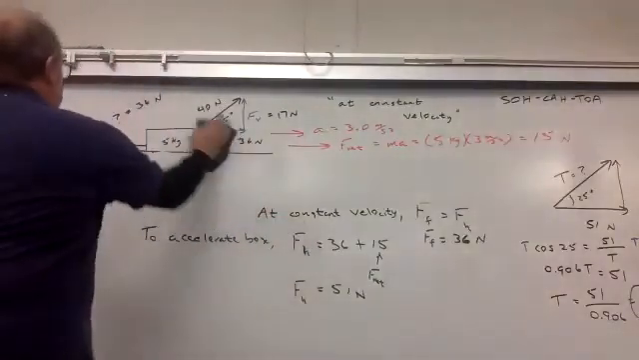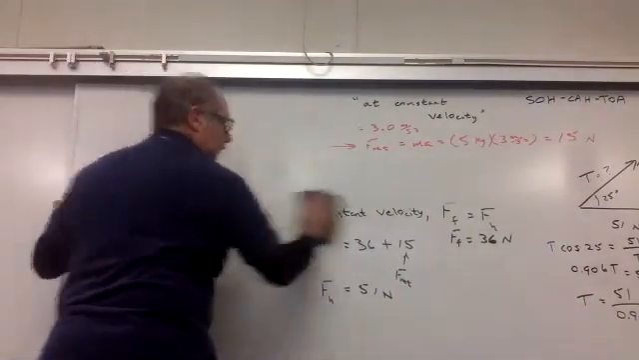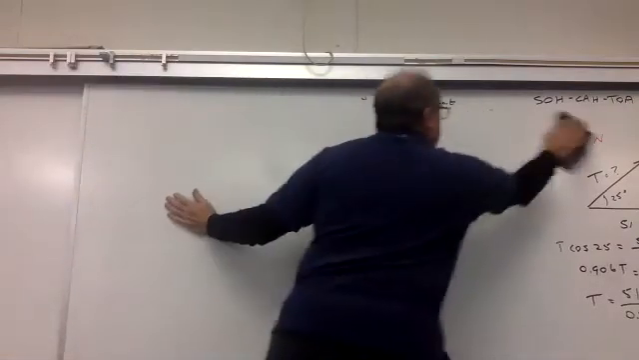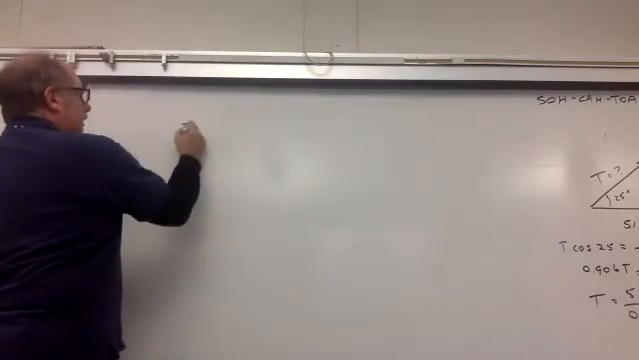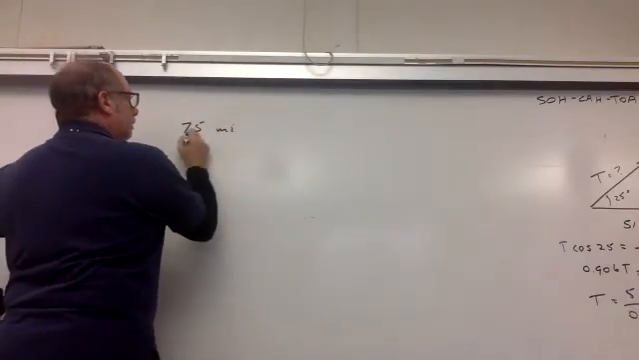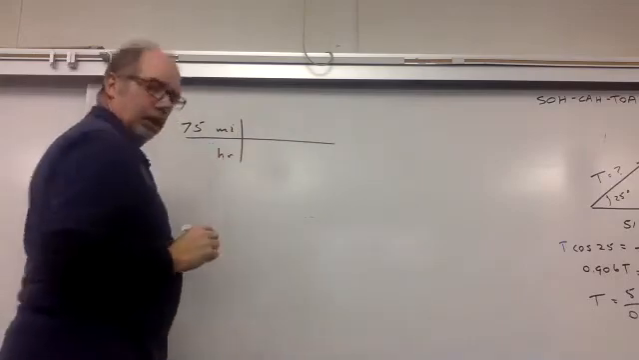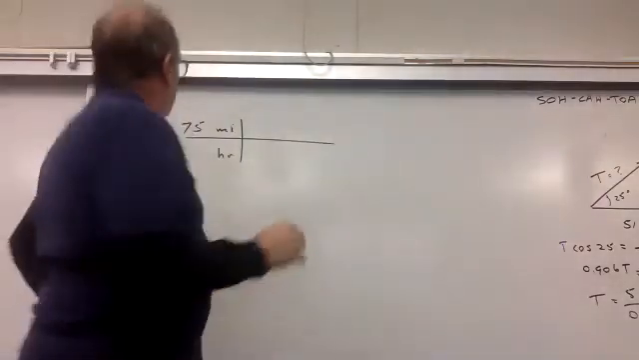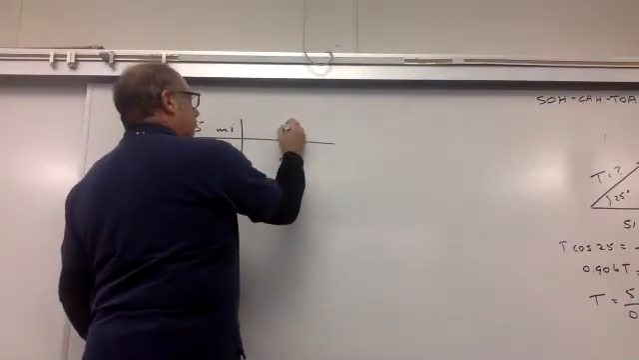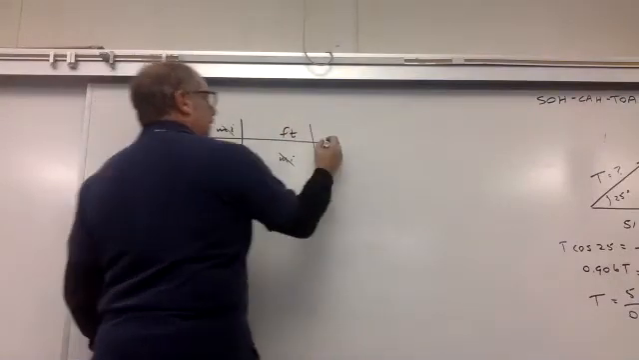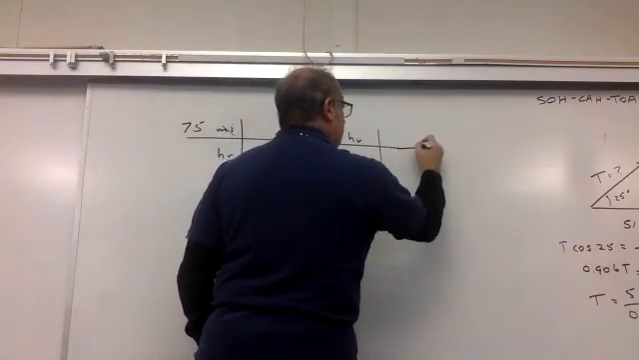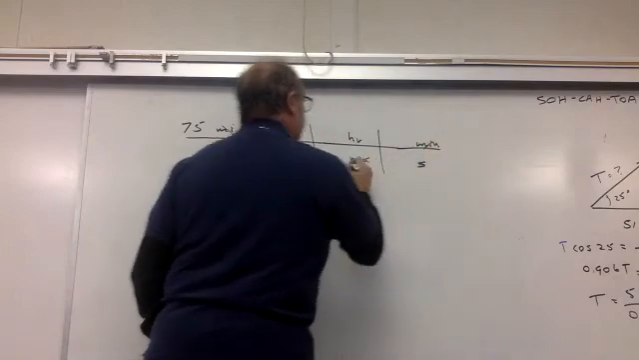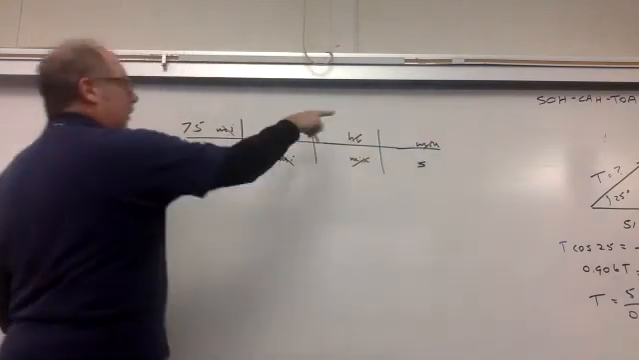Number three. Oh boy, that's a conversion. 75 miles per hour. What do we want to get to? Feet per second. All right, so I need feet in a mile. And then hours to minutes, and then minutes to seconds, and I get feet per second.